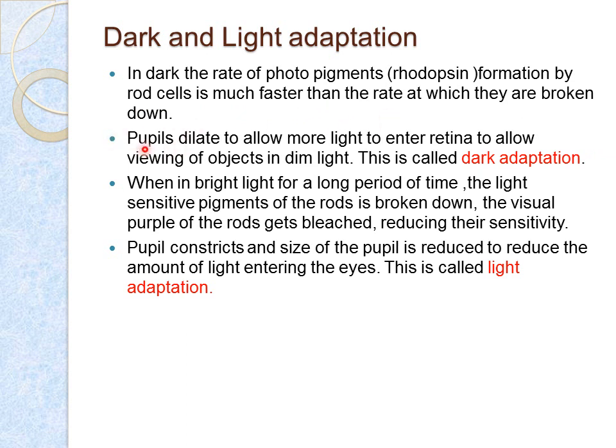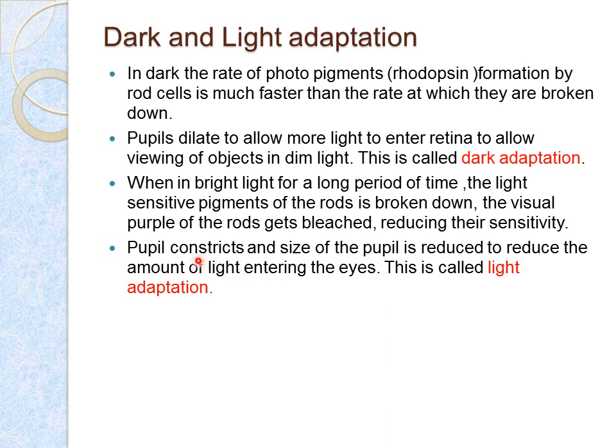If you remember, in the previous video I discussed the dilating of the pupils when we are viewing any object in dim light. This is called dark adaptation, when the pupils dilate to allow more light to enter the retina. Now, in the presence of bright light for a long period of time, the light sensitive pigments of rods are broken down and the visual purple of the rods gets bleached, reducing their sensitivity.